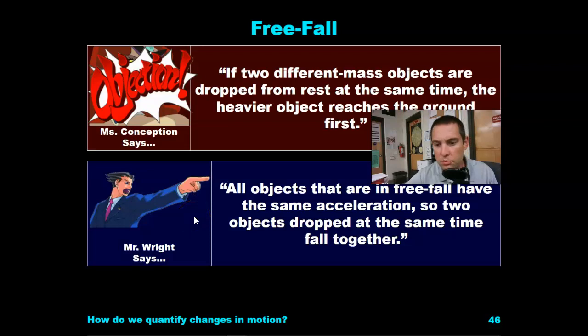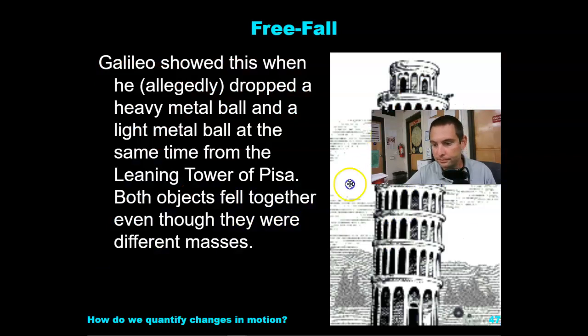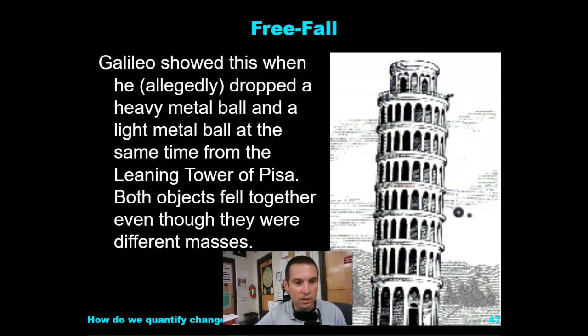So Mr. Wright says objects in free fall have the same acceleration, so the two objects drop together, fall at the same time. Galileo showed this when he allegedly dropped a heavy metal ball and a light metal ball at the same time from the Leaning Tower of Pisa. Both objects fell together, even though they were different masses.